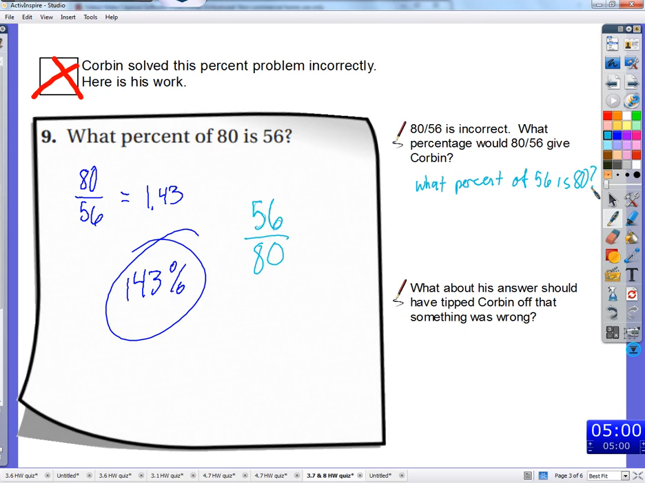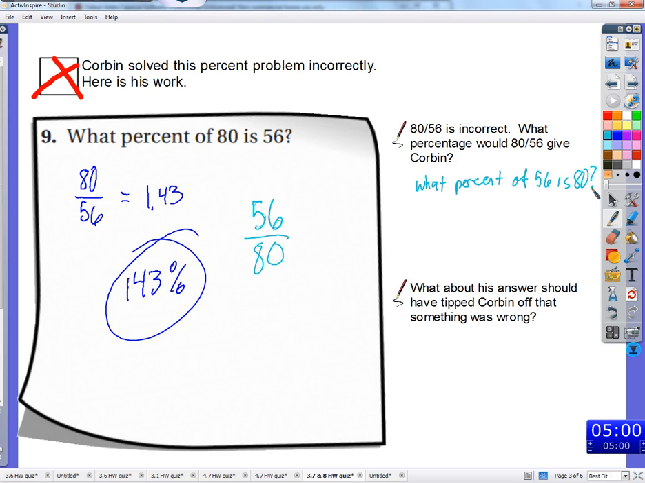What about the answer 143? Should Corbin have said 143%? That doesn't seem right. What about that should make him think that? Because 56 is less than 80, so how could it be over 100%? We all have a fairly general grasp of the fact that 100% is all of something. 56 is not all of 80, and it's certainly not more than all of 80, so how could it be 100% and a little bit more? It would need to be less than 100% at least. We might not have any clue what percent 56 is of 80, but we know it's not all of it, we know it's not more than all of it, we know it's not 100% or more. It's less than that. So that at least should have told Corbin, hey, something's up here.